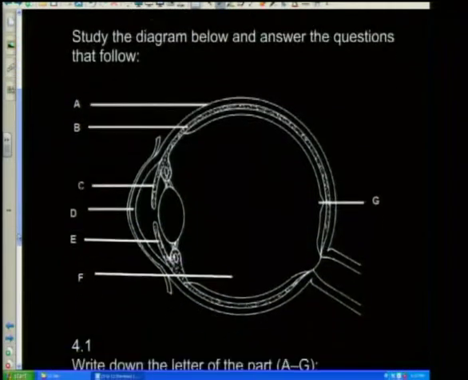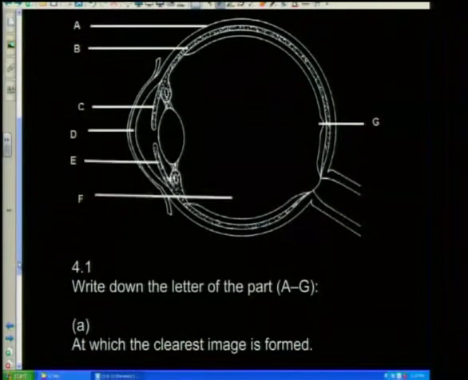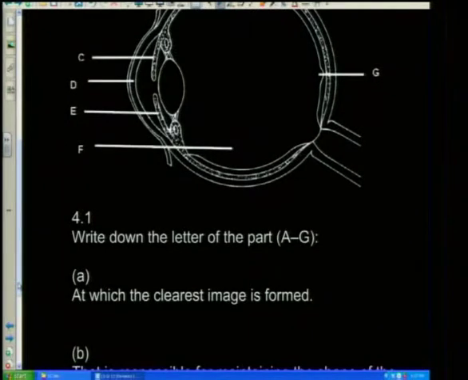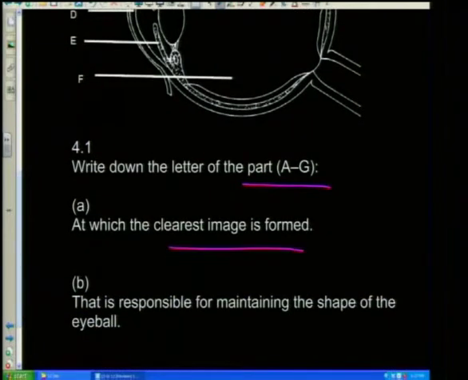That brings us to sense organs, and we are with the eye. We're going to just go down with the labeling first. Write down the letter of part A to G at which the clearest image is formed.